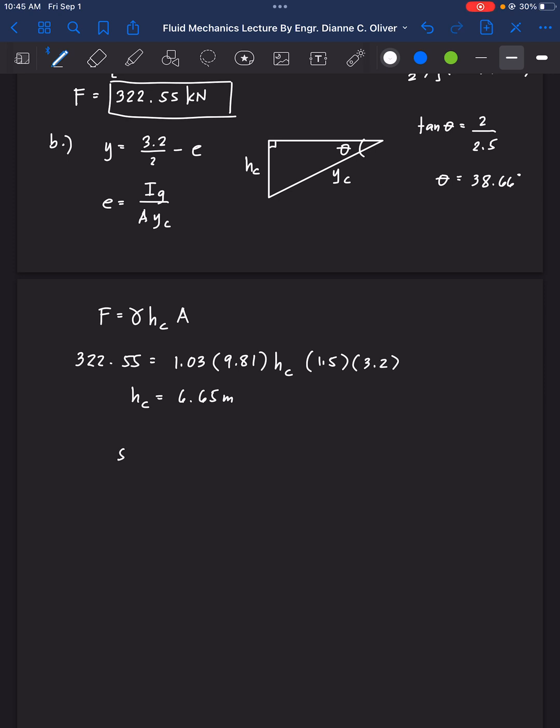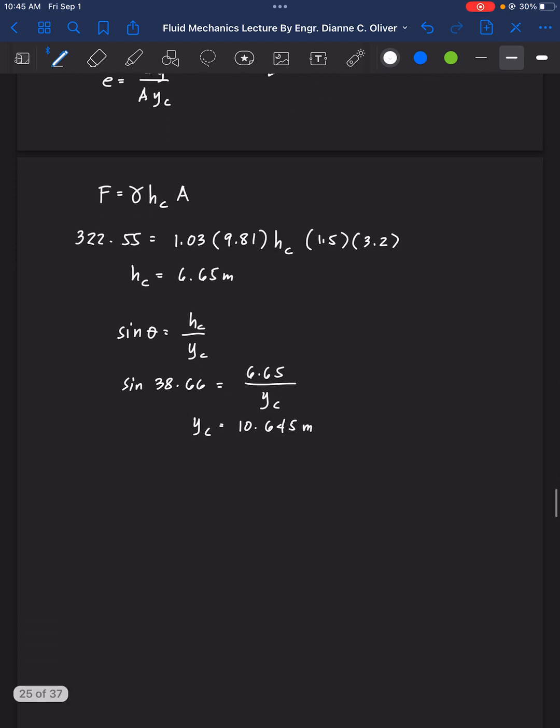We can now solve for YC using this triangle. So sine theta is equal to HC over YC. So we have sine of 38.66 equals HC, 6.65, divided by YC. YC now is equal to 10.645 meters. Okay? So finally, we can now solve for the eccentricity E.